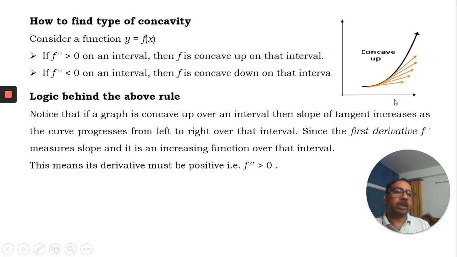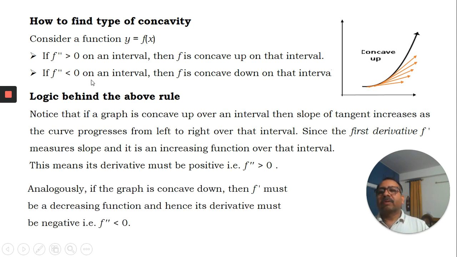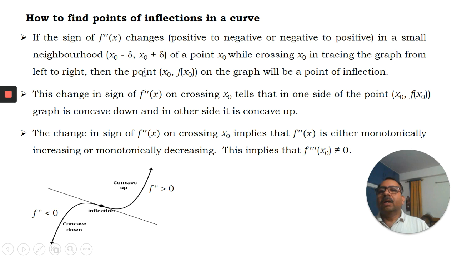But what is the slope function? The derivative of the curve tells us the slope. So the slope function is increasing, which means the derivative of the slope function, the double derivative, must be positive. Therefore the double derivative is greater than 0. This is the justification of this rule. Similarly, we can show that if a curve is concave downward, then the slope function is decreasing, so its derivative is less than 0. Now, how to find points of inflection in a curve?